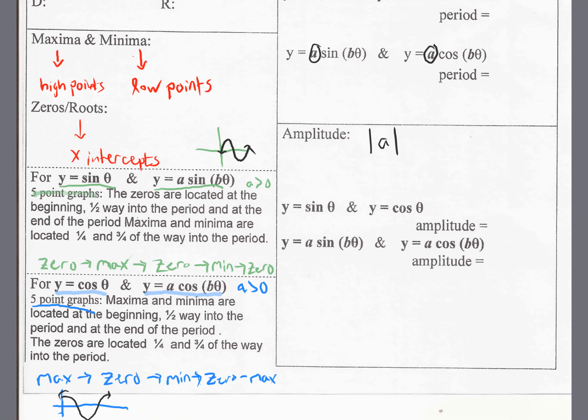So this one has an amplitude because there's an invisible 1 here. The absolute value of 1 just equals 1. And if there's an A here, it's just going to be the absolute value of A. So that could be, it's always going to be a positive number. But if A is negative, you make it positive.